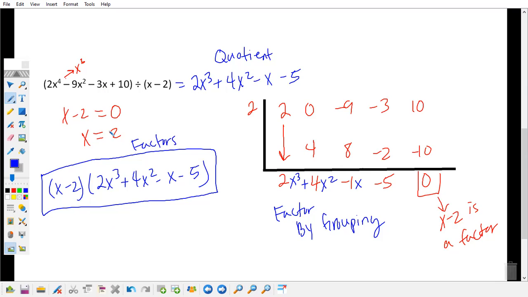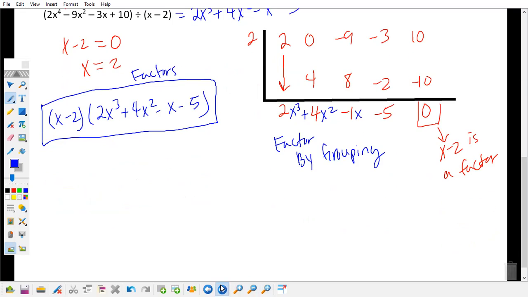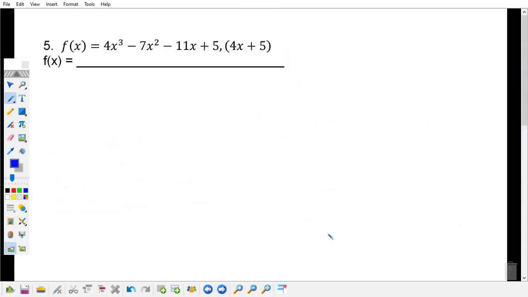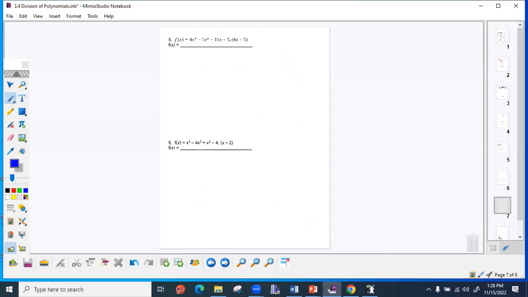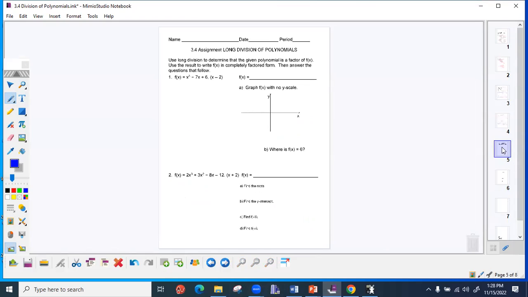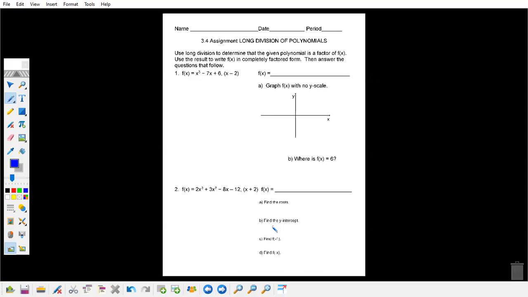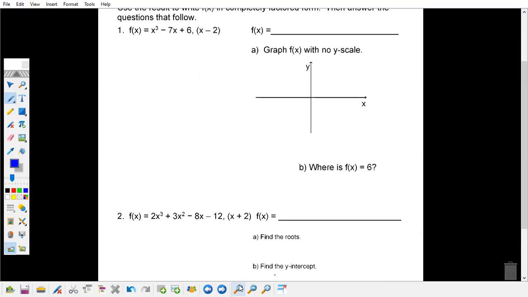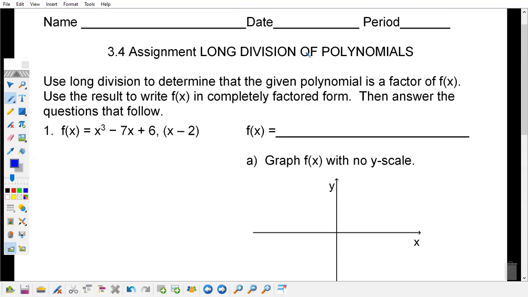Okay, I want to look at your assignment really quick with you. Don't you have an assignment that you got yesterday over 3? I saw no upside down house. You could have made your upside down houses.